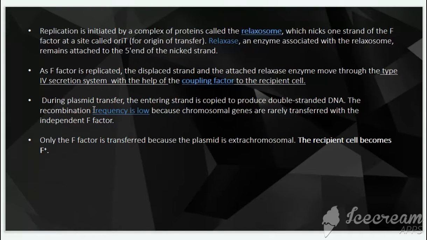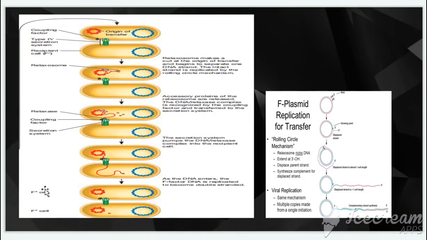Now, the frequency of recombination is very low. Why? Because chromosomal genes are rarely transferred with the independent F factor. I want you to remember this particular thing: in normal bacterial conjugation, the frequency of recombination is low because chromosomal genes are not transferred from donor cell to recipient cell. And as we know, the plasmid, the extrachromosomal DNA, is transferred, so the recipient cell also becomes an F plus cell, as we saw in a diagram.